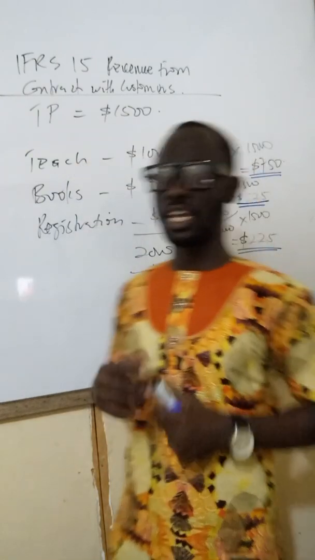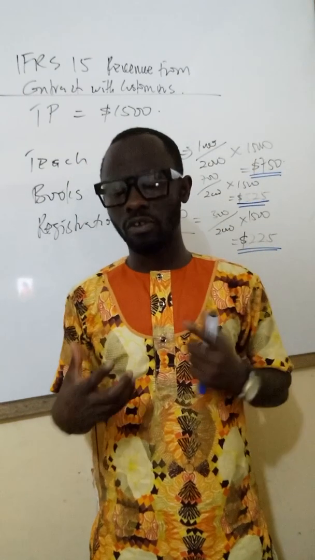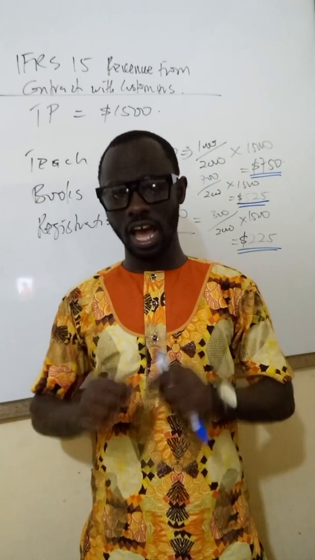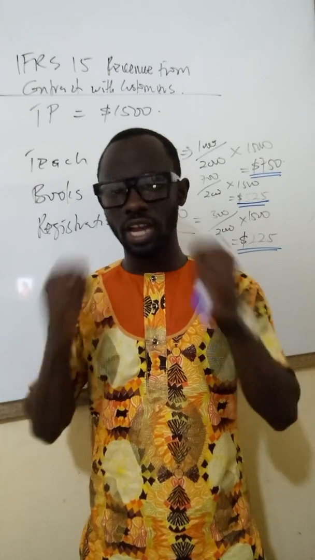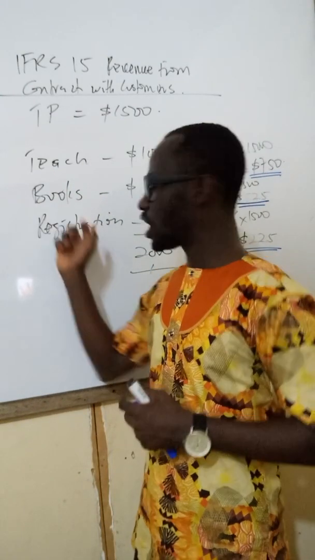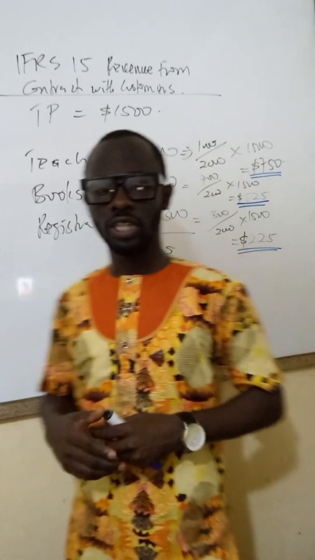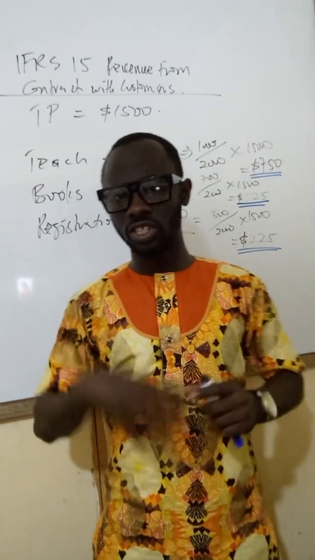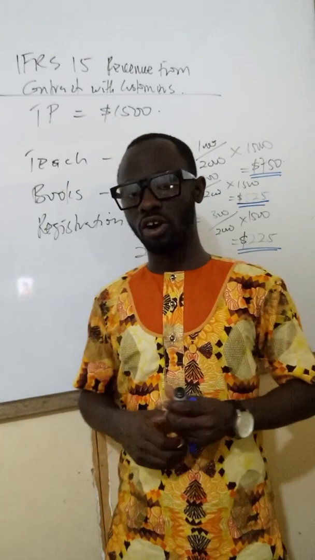So I need to find out what the performance obligations are, the various activities that I'm going to be undertaking under this contract. We agreed that under this contract I'm going to be teaching you, I'm going to be giving you books, and I'll assist you also when you are doing your registration. So these three are the performance obligations under the contract that we have agreed on.